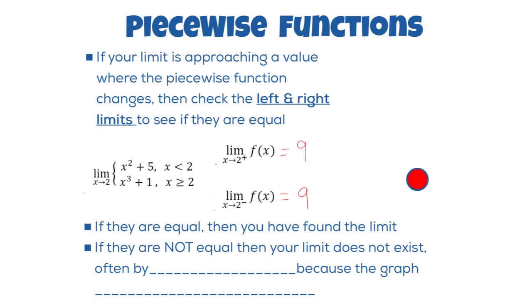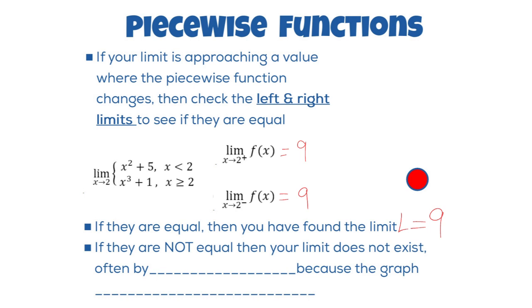All right. They are equal to one another. So if they are equal, then you found the limit because you're coming in from the left and from the right and you're getting the same answer. In that case, the limit would be 9 in this case. Now, if they're not equal, then your limit does not exist.